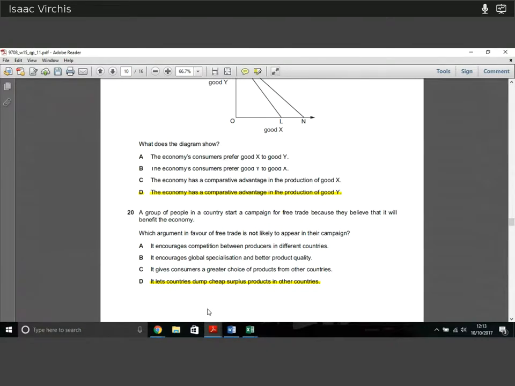It's a good thing. And D, it lets countries dump cheap surplus products in other countries. That's not good. If European farmers are producing too many tomatoes and they're exporting them to Africa at much cheaper cost because they're just leftover products, they can undercut African suppliers. That's evidently going to cause problems for domestic industries, and African tomato farms could go out of business. It's going to be a problem. So when you start a campaign for free trade, you're unlikely to include that in your campaign because it's actually a negative of free trade.